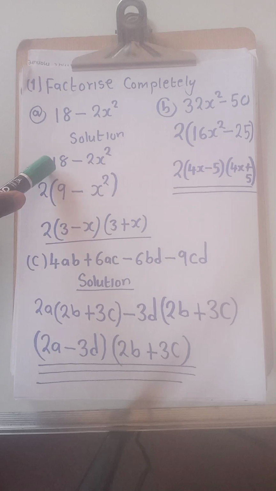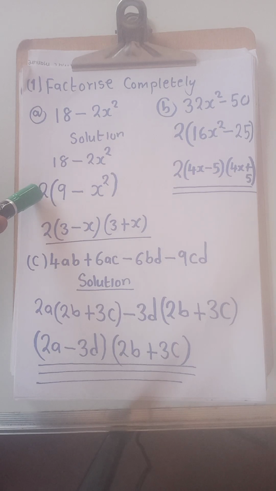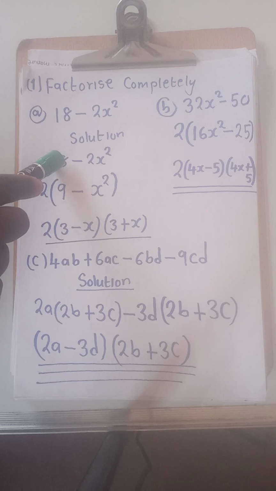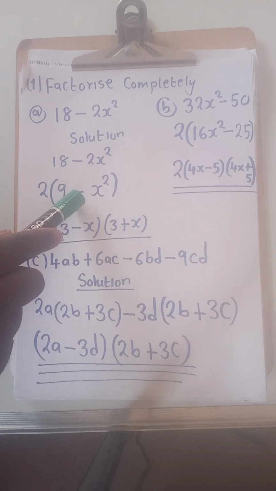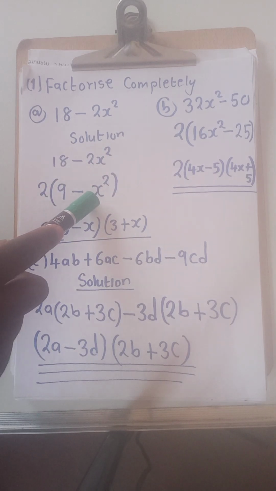So you can see here it's 18 minus 2x squared. What is common here? It's 2. You write 2 like this, and you open. How many times can 2 go into 18? It goes 9 times. So you divide 2 into 18, which is 9, minus. Already this 2 is out, and what has remained is x squared.